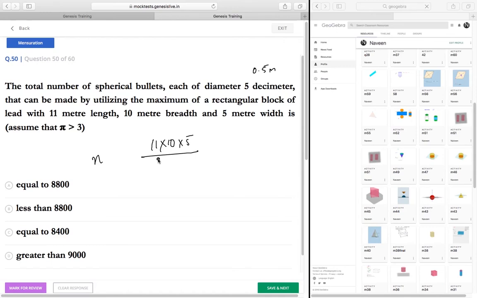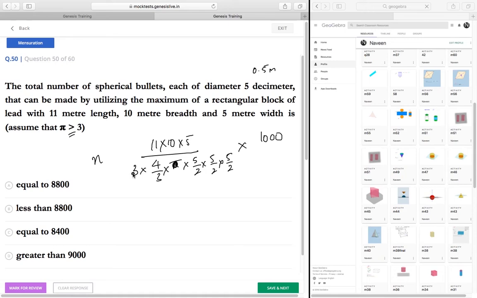So volume of a bullet, which is in spherical shape, is 4 by 3 pi r cube. R is 0.5 by 2, 0.25. Instead of taking it as 0.25, I'll take it as 5 by 2, which is 2.5. 5 by 2 into 5 by 2. And then divided by 10 in each case, I will take it to the numerator. I'll make it as into 1000. Great. Now observe very clearly. Assume that pi is greater than 3. So instead of pi, I will take this as 3.